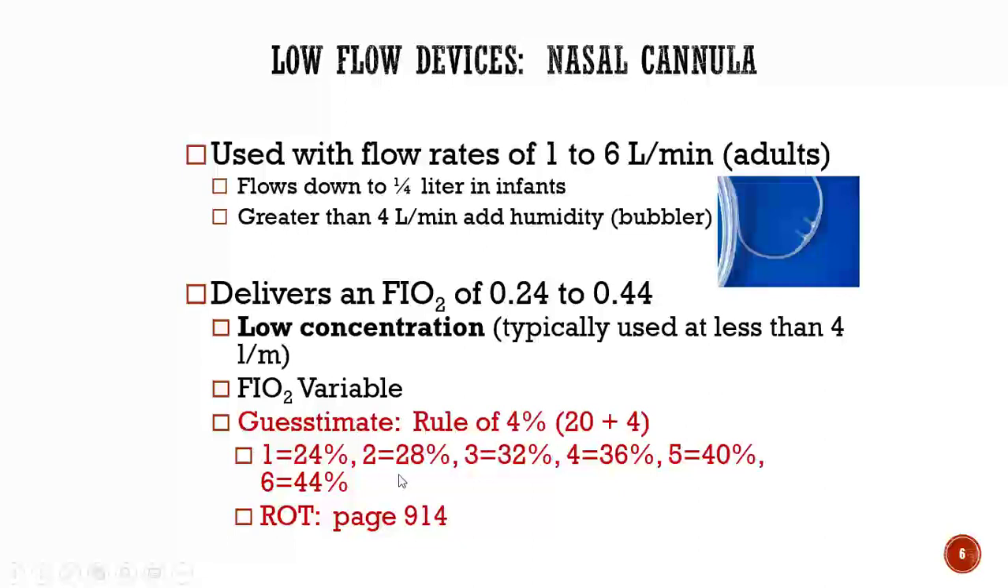This shows an example of how we guess the percentage of oxygen that's being delivered per liter flow. That being said, because it's a low flow device, we never chart 24% oxygen because we don't technically know for sure that they're getting 24% oxygen, because the nasal cannula is not meeting the patient's inspiratory flow needs.